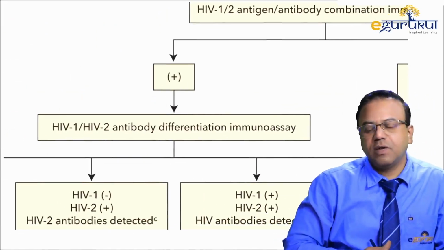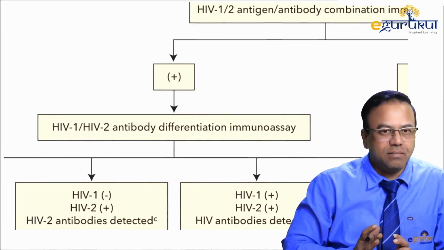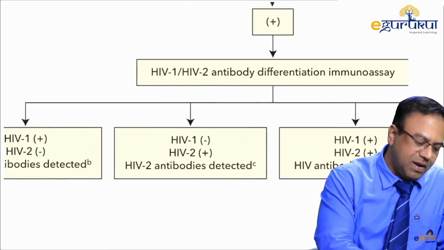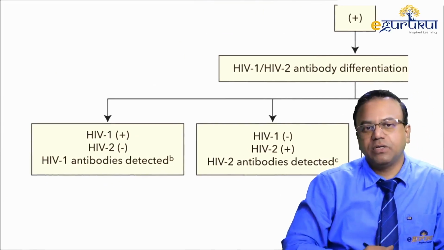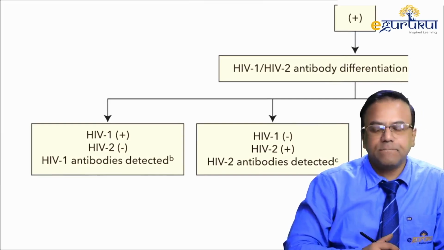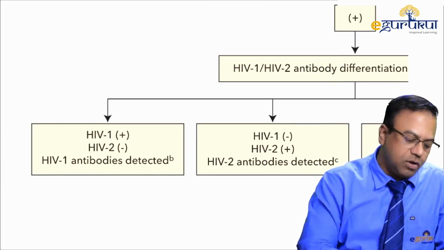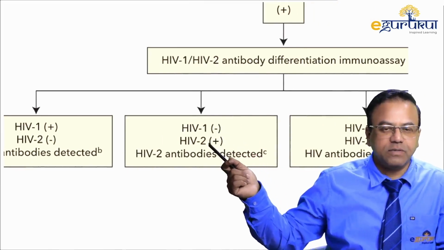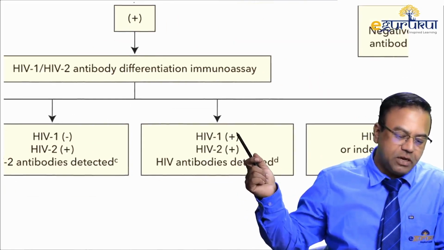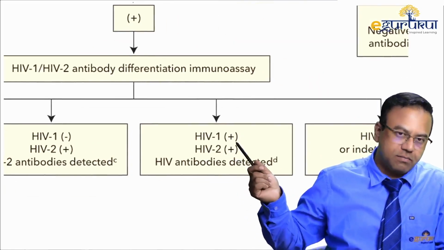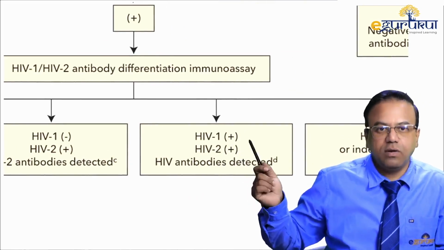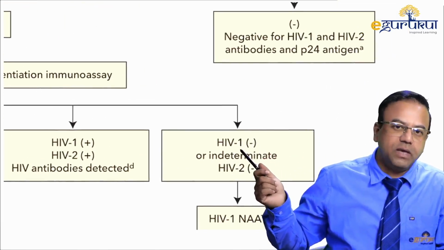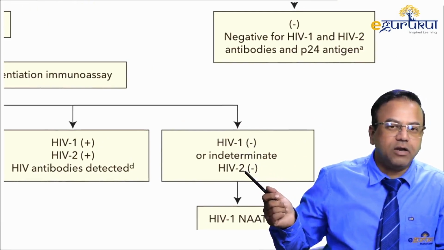Once it's positive, your next step is to look at whether it is HIV-1 or HIV-2, and you are going to do the differentiation antibody test. Once you analyze, the results could be either that the patient has antibodies against HIV-1, meaning the patient is HIV-1, or you can have antibodies against HIV-2, that means HIV-1 antibodies are negative, HIV-2 antibodies are positive, that means the diagnosis is HIV-2. The patient might have antibodies for both, that means both strains are infecting this patient. That's a rare scenario. Finally, it could be HIV-1 negative or indeterminate, or HIV-2 negative.